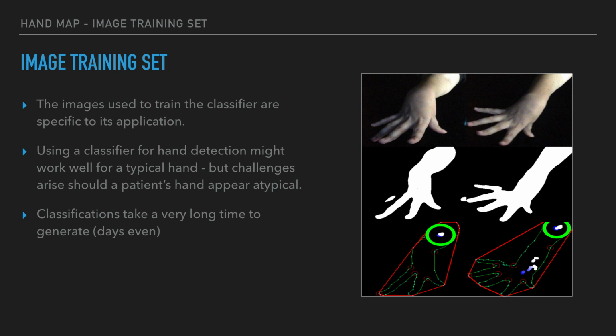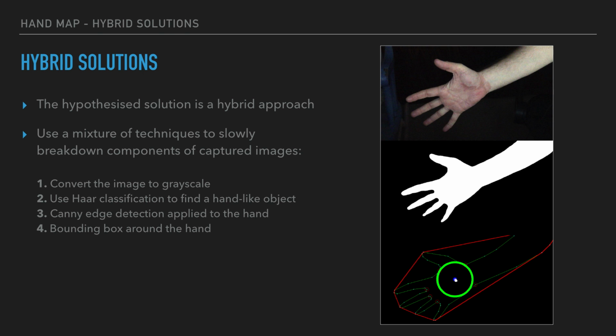Another aspect that needs to be remembered is that the process of generating a classifier takes an extremely long time and is very computationally expensive. For me to generate the hand classifier took roughly 2 days, and that's something that needs to be thought of. So let's take a look at what we found out so far.